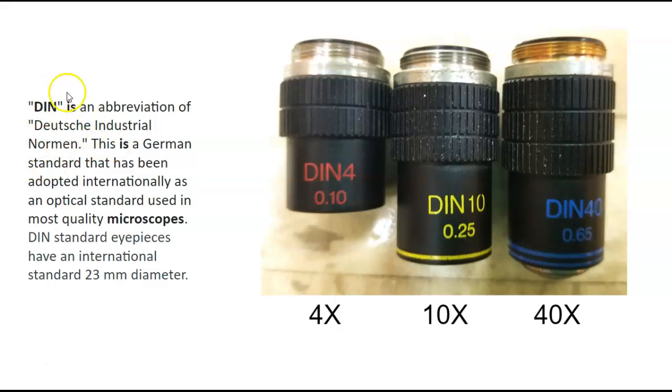So this is that DIN. DIN is an abbreviation, Deutsch Industrial Normen. You don't need to know this. It's just in case you're wondering. And it's just saying it's a standard size microscope lens. So again, 4 times, 10 times, and 40 times magnification.